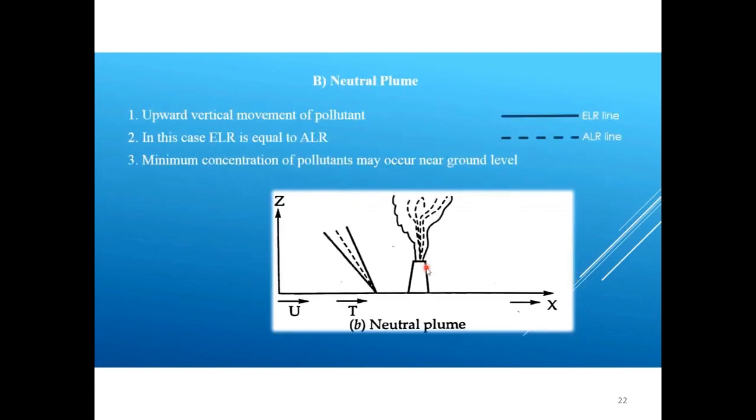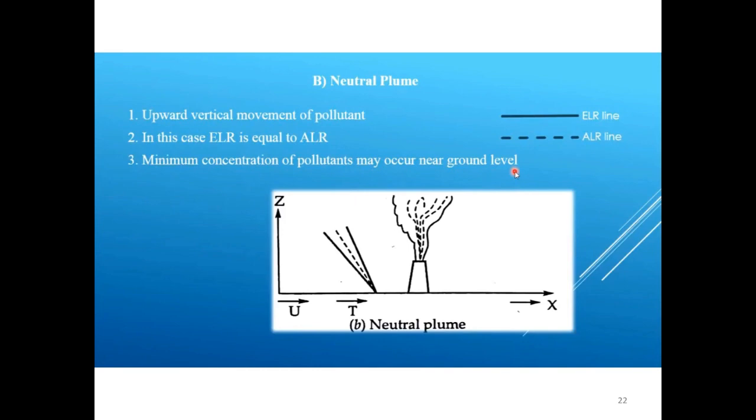Okay, now come to the next slide. There is a second plume known as the neutral plume. Neutral plume occurs when ELR is more or less equal to ALR. That means the values will be more or less the same. The environmental lapse rate will be slightly more or less equal to the adiabatic lapse rate. In that case, the plume will rise directly in the upward direction, and due to the upward movement of the smoke or gases, minimum concentration of pollutants may occur near the ground surface.